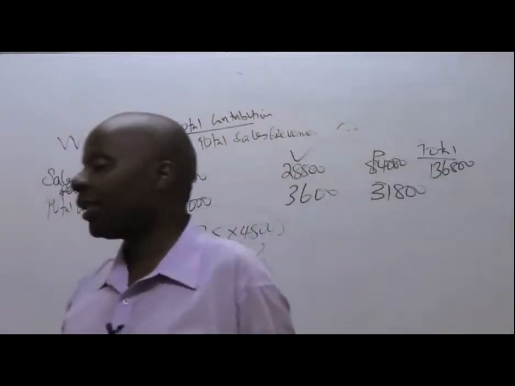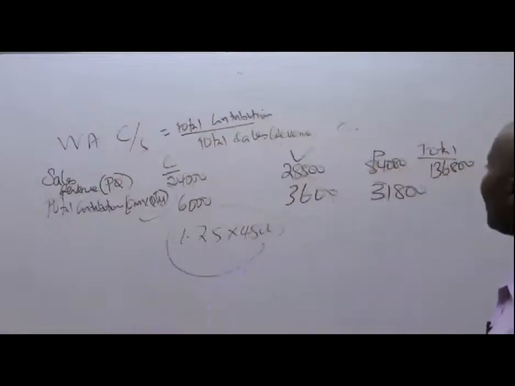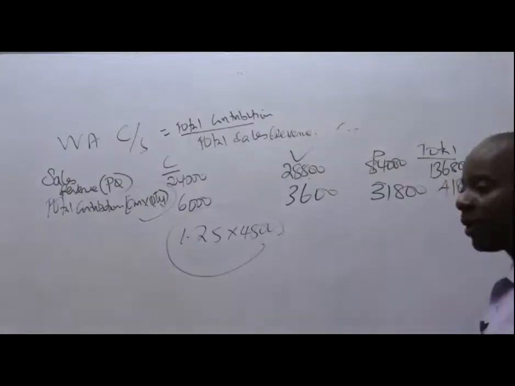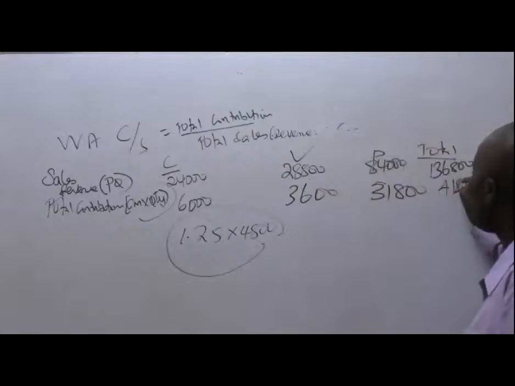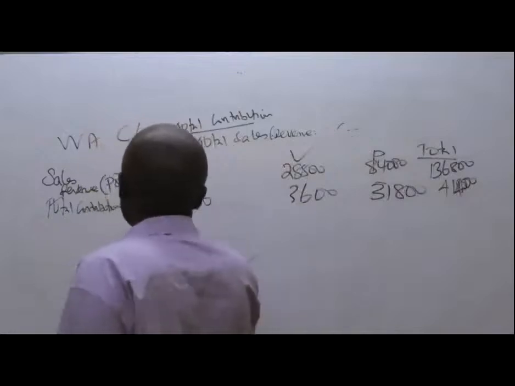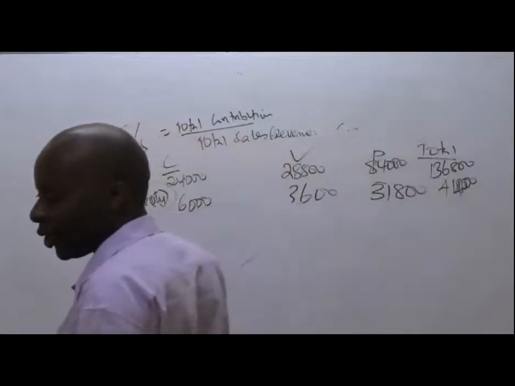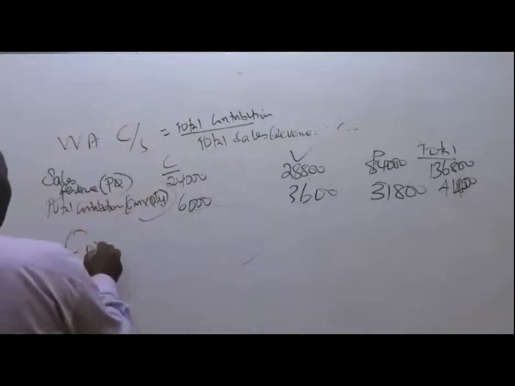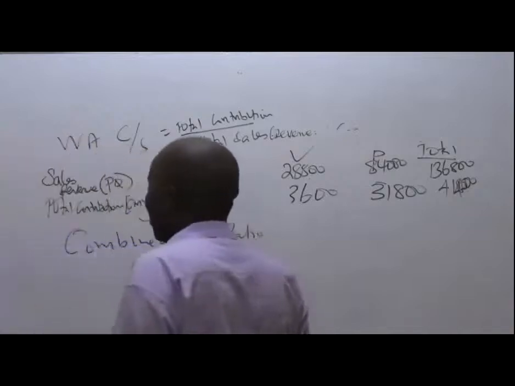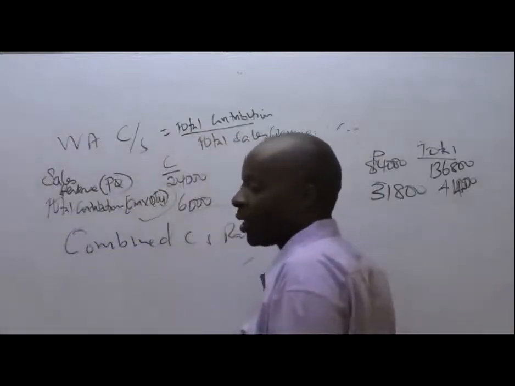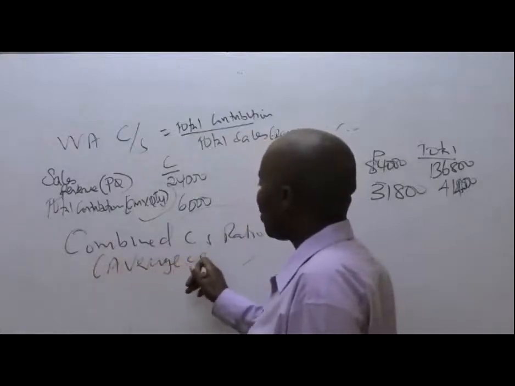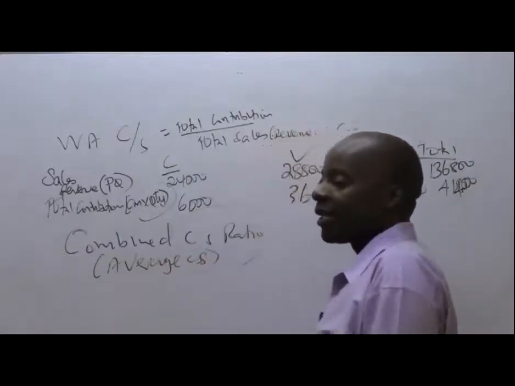Okay, great. Thank you very much. And I've seen somebody giving me the total contributions to be 41,400. Thank you very much. Now, the moment I've gotten this, I can comfortably get the combined CS ratio, or basically the average CS ratio.